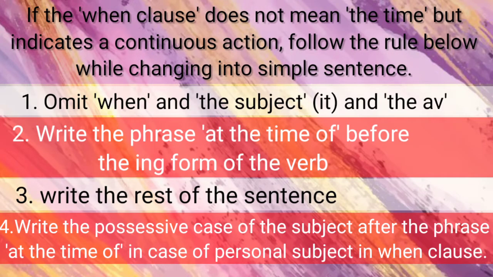If the when clause does not mean the time but indicates a continuous action, follow the rule below while changing into simple sentence. Omit the word when and the subject it and the verb, then write the phrase at the time of before the ing form of the verb, then write the rest of the sentence, and in case of personal subject in when clause, write the possessive case of the subject after the phrase at the time of.